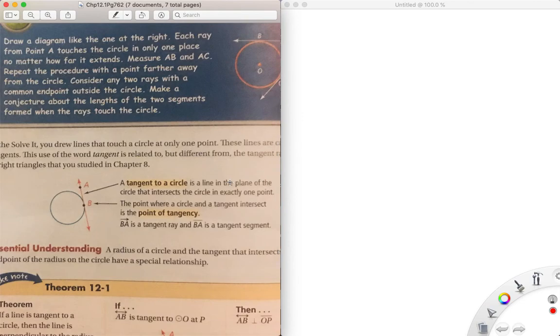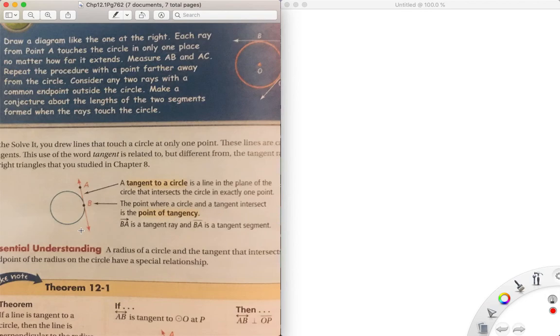It says that a tangent is a line in the plane of a circle that intersects the circle at exactly one point. In this case, they have a line AB that intersects the circle at one spot and one spot only. The point where the line intersects the circle is called the point of tangency. So we have line AB, and the point of tangency is point B.